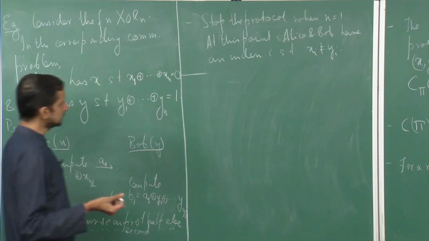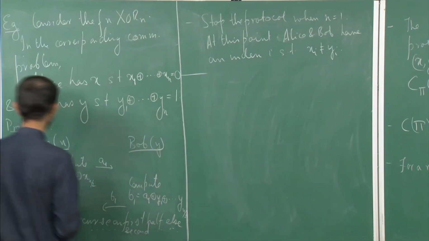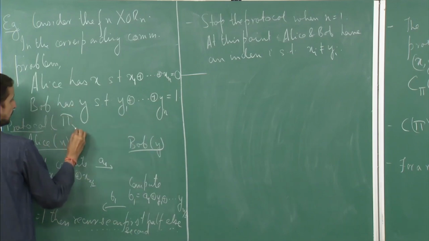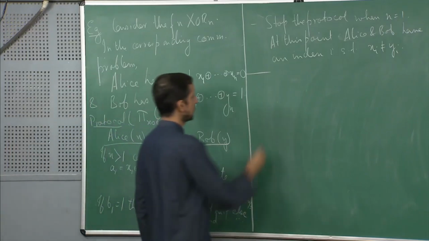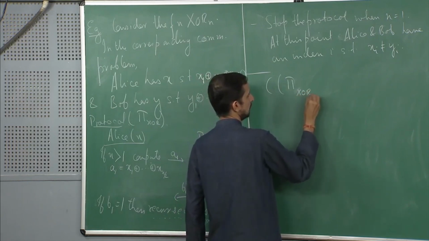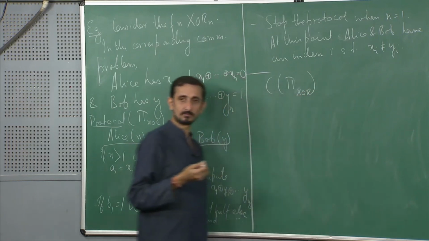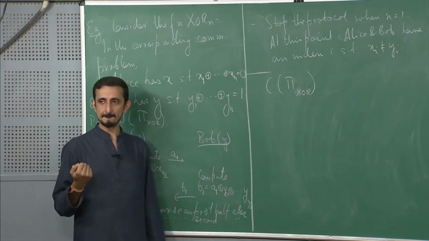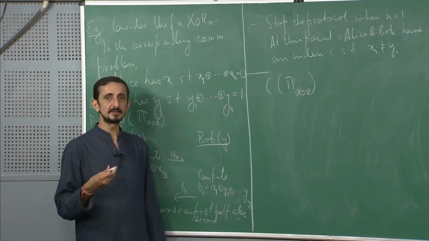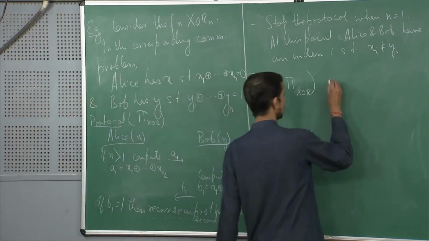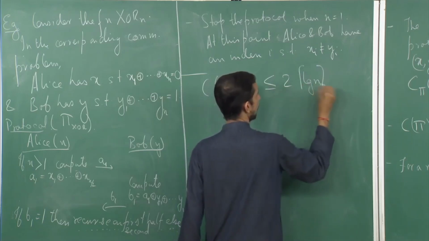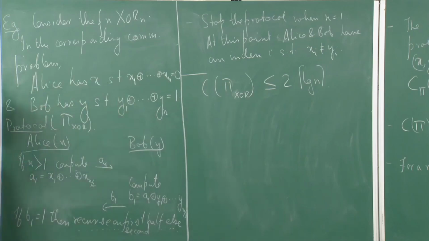So what is the communication complexity of this protocol? Let's give this a name. Let's call this pi XOR. So the communication complexity of pi XOR is how much? How many rounds would there be? There are ceiling of log n rounds, and in each round we communicate 2 bits. So we have a total of at most 2 log n bits communicated.